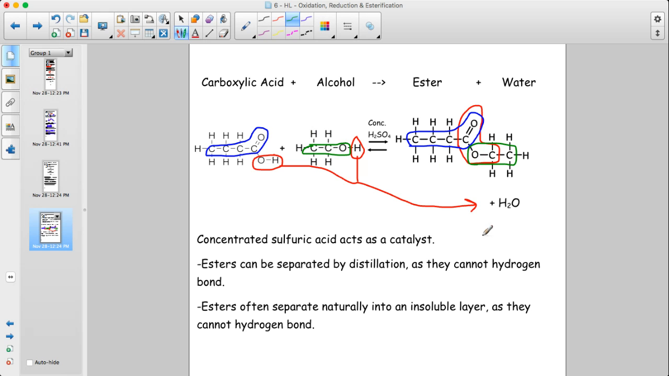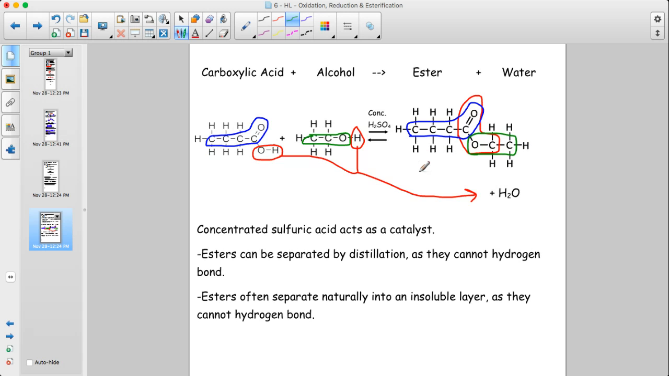So when you name this, this carboxylic acid is called butanoic acid, and this alcohol is ethanol. So when you name the ester, it becomes ethyl, as like a little attachment prefix to the name, ethyl butanoate. So the carboxylic acid is really the parent name of it, the butanoate, and the ethanol just becomes an ethyl group in the front. So ethyl butanoate is the name of this ester.